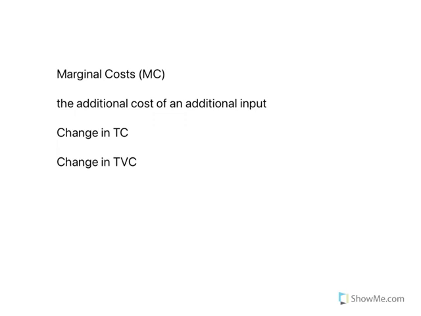One of them is the change in total cost. And I'm sure you're not surprised by that because remember, the marginal is the change in the total, right? But you may be surprised to know that the change in total variable cost also is marginal cost. So why is that? Well, let's think of it this way. Remember, total fixed cost plus total variable cost gives me total cost, right?